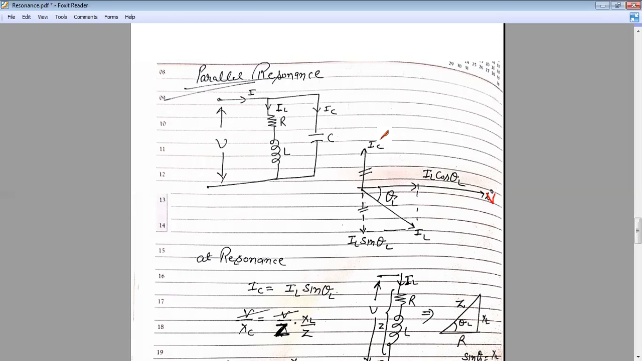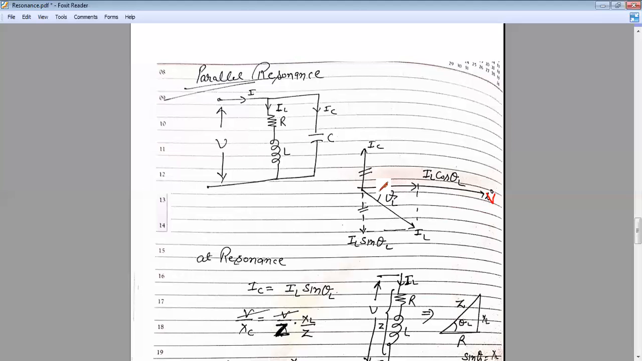Now this is the current IC, because in a capacitor the current leads the voltage by an angle of 90 degrees. So if this is the supply voltage, then the current will be 90 degrees leading. Now what about IL? Just focus on this RL series circuit. In this circuit the current will lag the voltage by a certain angle theta L, depending on the power factor.